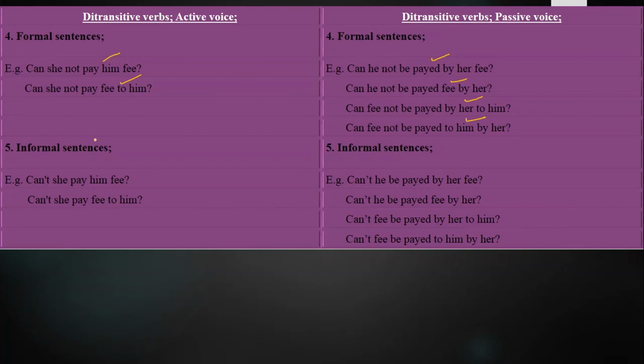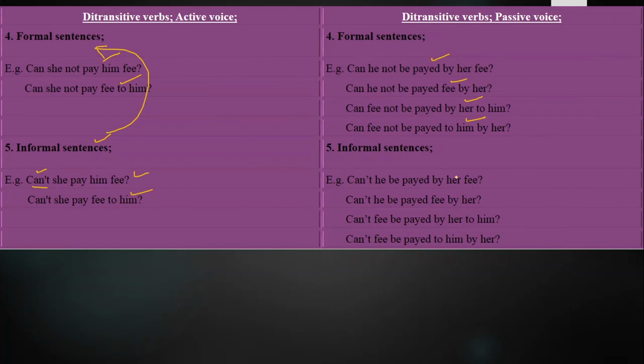Next, at the end, we have got informal sentences, which are the opposite of the formal sentences. What are the informal sentences? Those sentences in which we ask a question, deny the statement, and we ask them in an informal way, in a friendly atmosphere, and we use it with youngers, juniors, etc. When you bring the informal sentences, cannot at the beginning, over there you will change it into the contracted, short form: can't. Can't she pay him fee? Can't she pay fee to him?